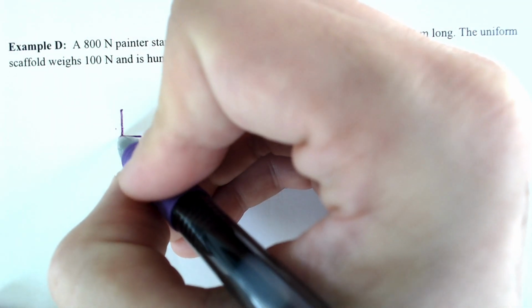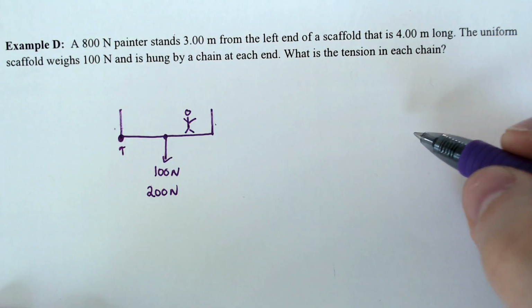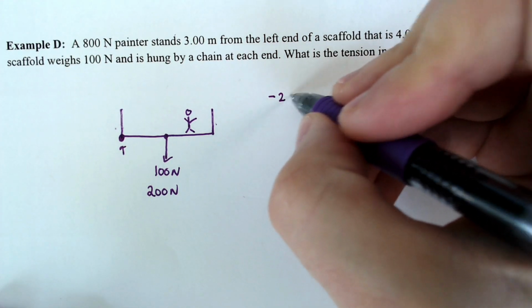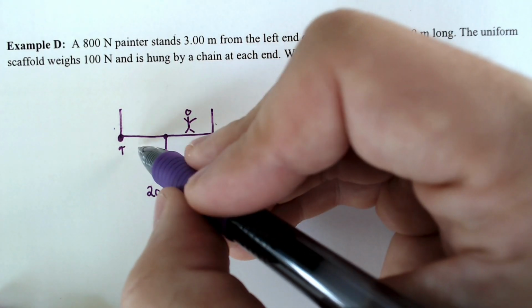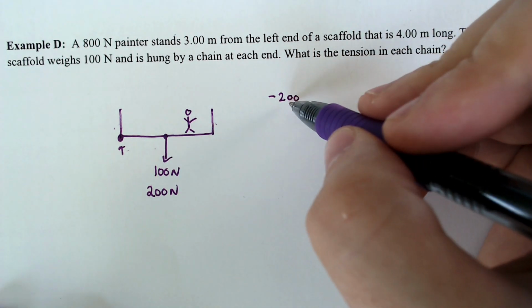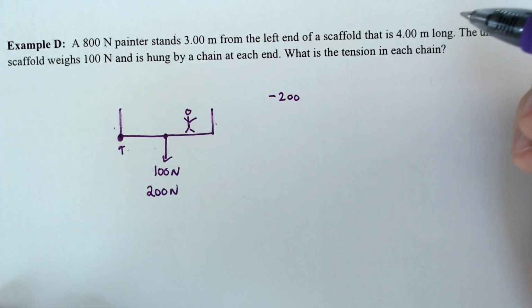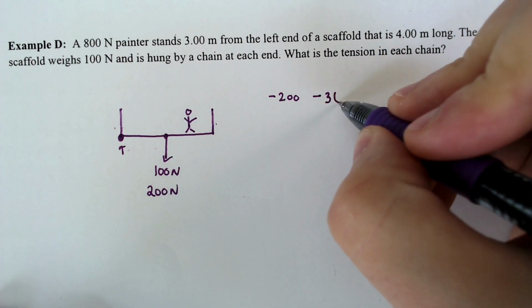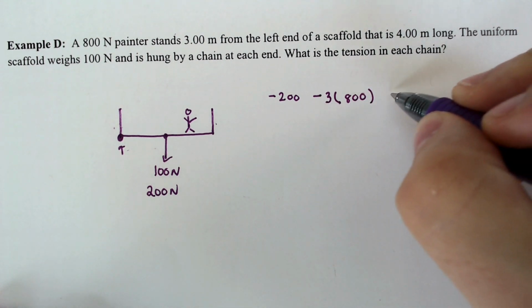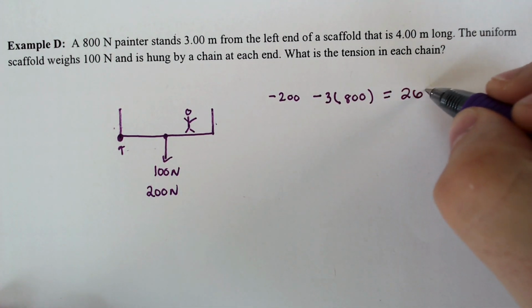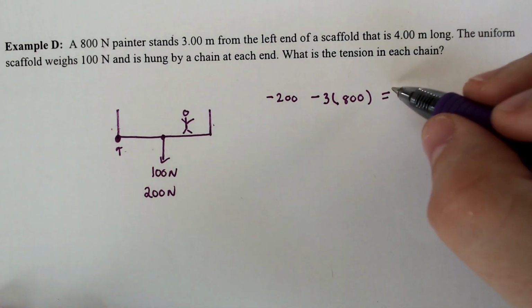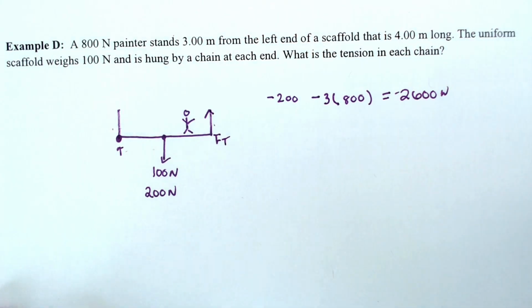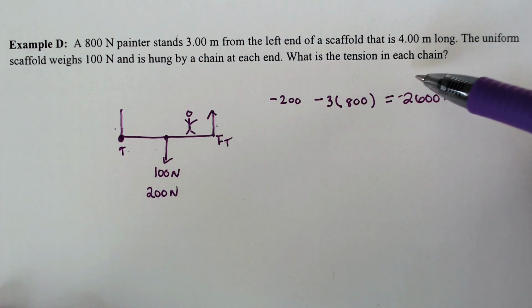So if we wanted to do from this pivot point right here, this 200 newton force would be going down, so it'd be negative 200 newtons for that part, 2 times, because 2 meters this way, times the 100 makes 200, plus the painter who weighs 800 newtons, so this would be minus 3 times 800 newtons, gives us a total of 2,600 newtons. However, in the negative direction, that is being counteracted by this force of tension, which is the main question here: what is the force of tension on each end?